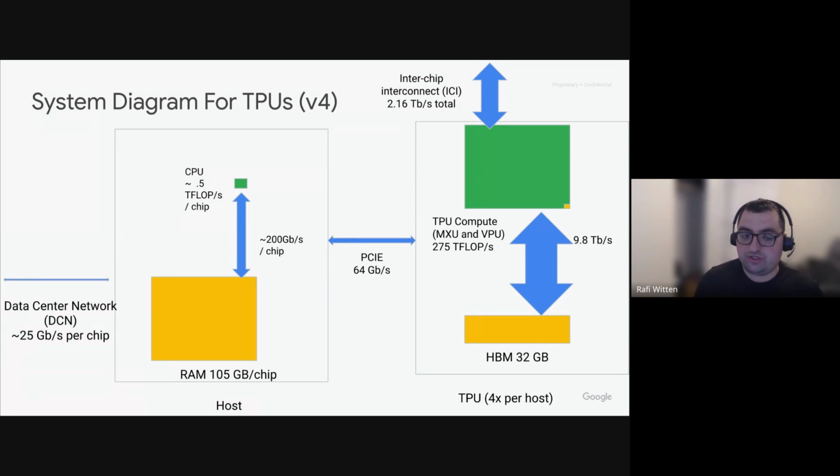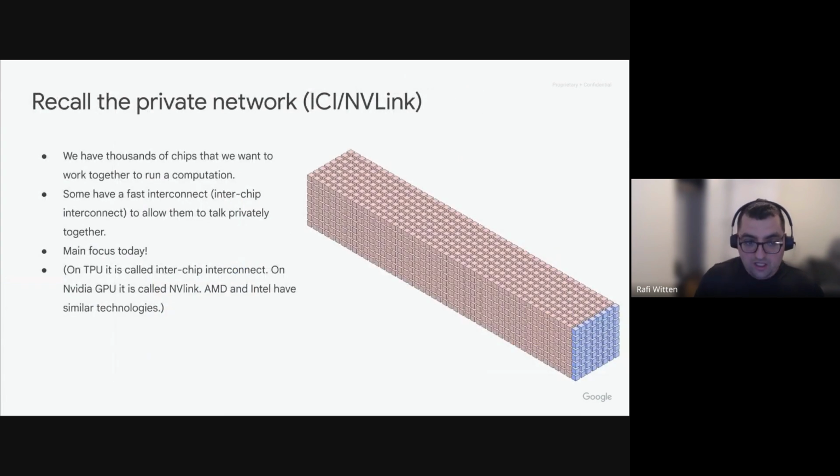A TPU can talk to the host at 64 gigabits per second. It can only talk to the data center network at 25 gigabits per second per chip because there are 4 chips per host. And that SRAM we made such a big deal about last time is almost invisible in this new system. Thinking about the system like this can be really useful to see what's fast and what's slow.